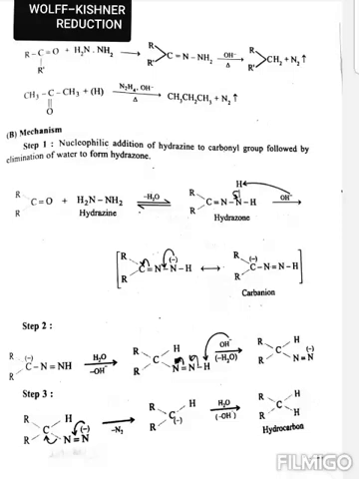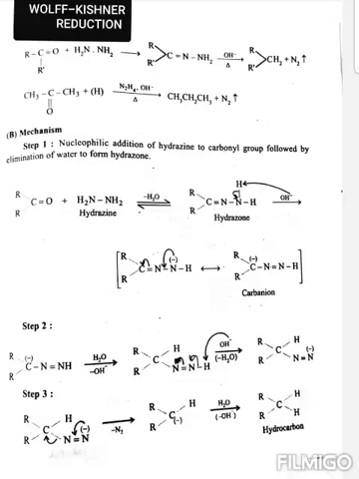The mechanism involves 3 steps. In the first step, nucleophilic addition of hydrazine to the carbonyl group takes place, followed by elimination of water to form hydrazone. If you observe the first step, the ketone RCOR reacts with N2H4, that is NH2-NH2, which is hydrazine. The oxygen present in the ketone combines with the H2 of the hydrazine, with the elimination of a water molecule, to form hydrazone.